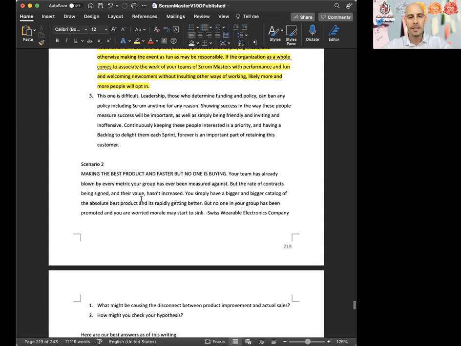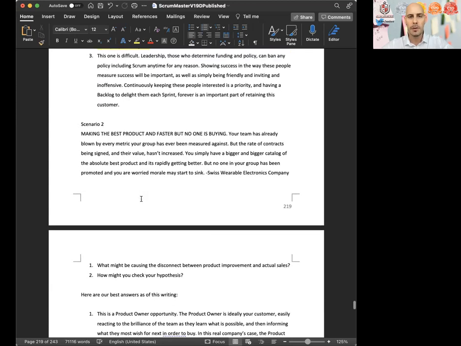3. This one is difficult. Leadership, those who determine funding and policy, can ban any policy, including Scrum, anytime for any reason. Showing success in the way these people measure success will be important, as well as simply being friendly and inviting and inoffensive. Continuously keeping these people interested is a priority, and having a backlog to delight them each sprint forever is an important part of retaining this customer. For more practice and experience on this, I'll see you in the Product Owner class.